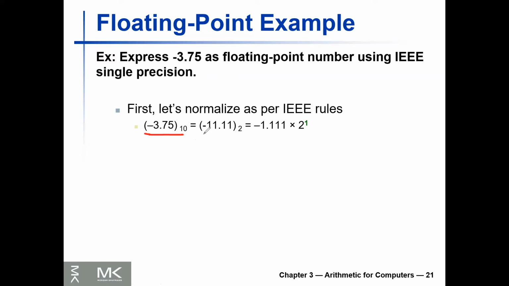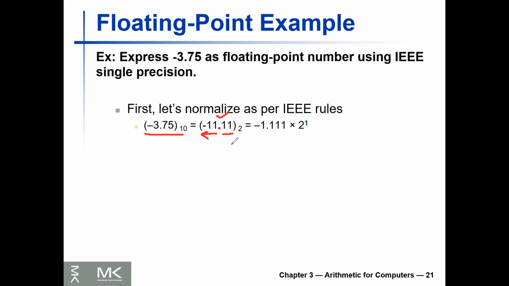So here is the number, minus 11.11, which is 3.75 in binary. Now check it. Is this normalized? No, because the rule says the decimal point should be after the very first 1 bit. So what do we need to do this time? We need to shift this decimal point towards the left.